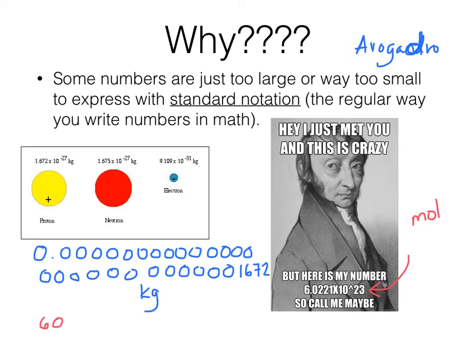6, 0, 2, 2, 1, 4, and then 23 digits in all, with commas. Wow, that's a huge number.